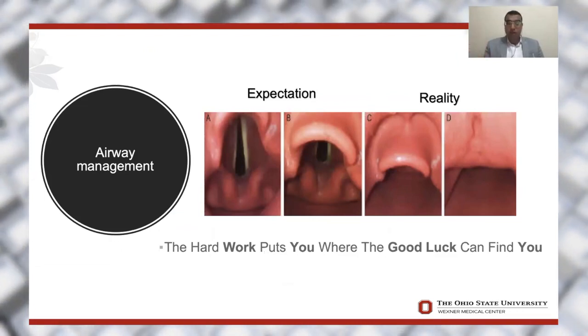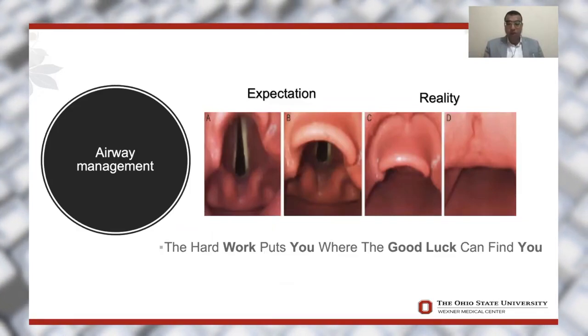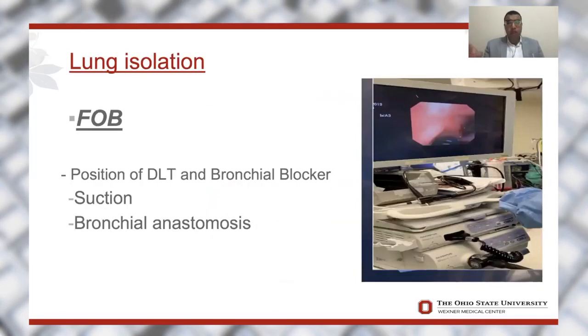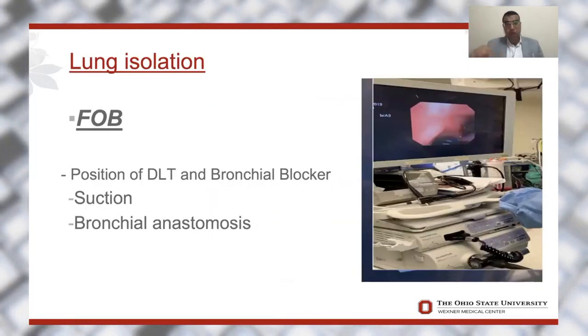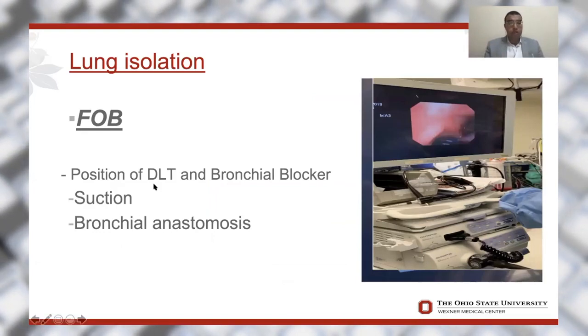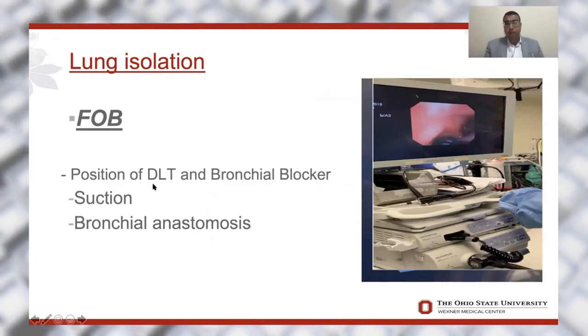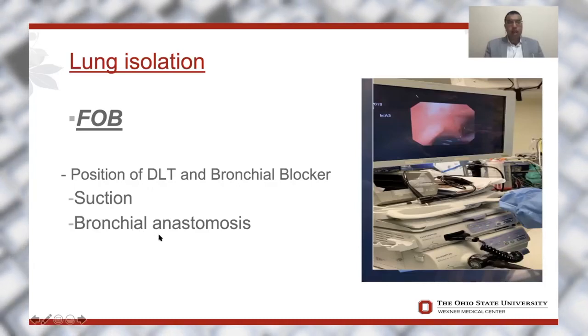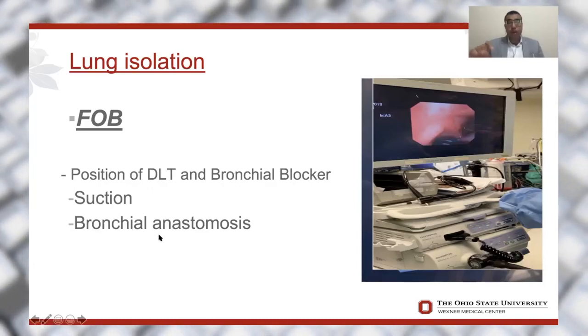A very important issue in the lung transplant is the airway management. We for sure talk about lung isolation. We use the fiber optic bronchoscopy, or the bronch, for confirmation of the position of either the double lumen tube or the bronchial blocker, a little bit of suction, and to check the bronchial anastomosis.